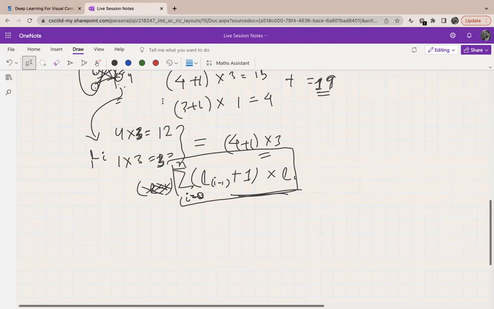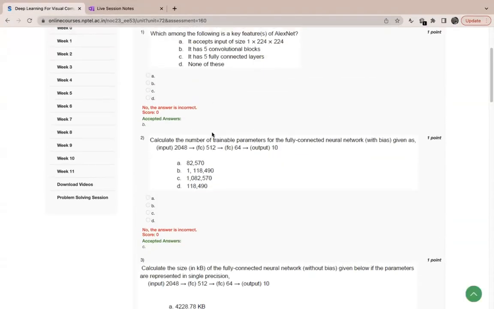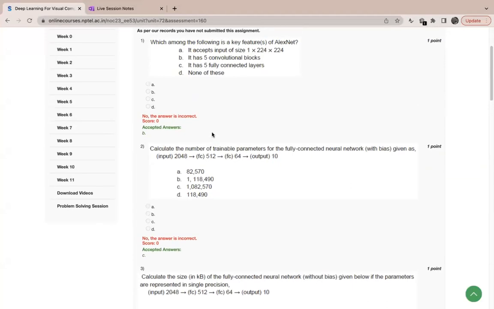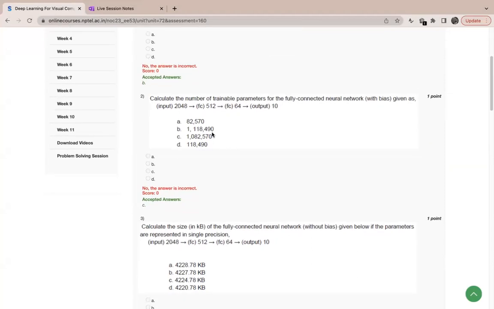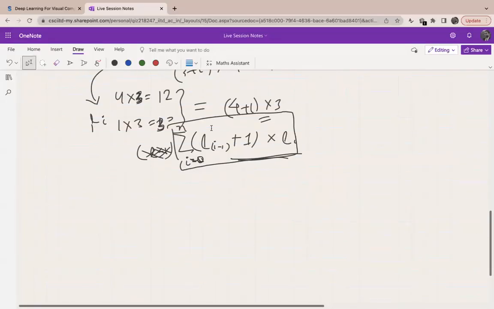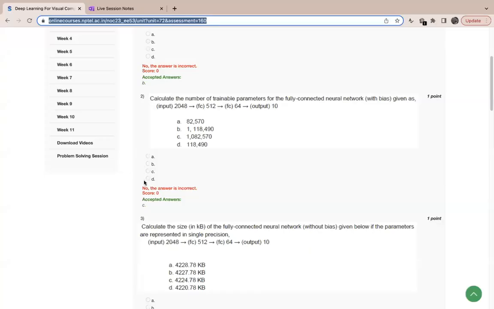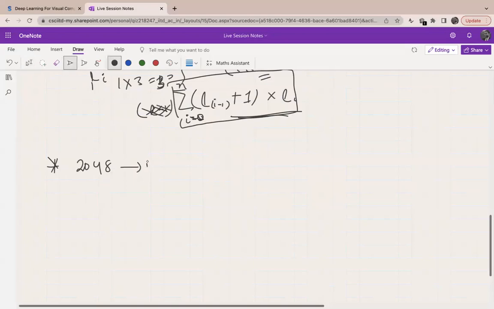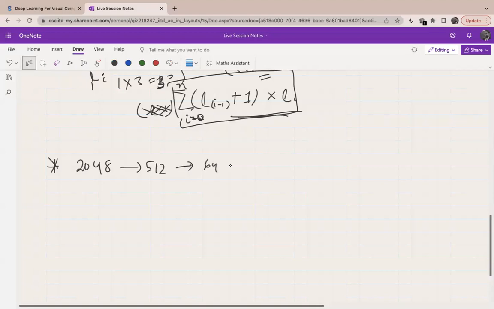So for the given question, the number of trainable parameters for the fully connected neural network with biases given as... okay. So I'll just write the values: 2048, then 512, then 64, then 10.